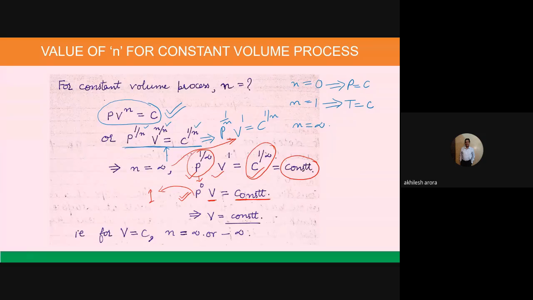So that means when I take n as infinity, the value of V comes out to be constant. That means it's a constant volume process. So for a constant volume process, you can take the value of n as infinity or minus infinity. Even if you take minus infinity, you will get a value which is very close to 0. So once again, you are going to get a constant in any case, whether it is the pressure term, whether you use plus infinity or minus infinity, you will get the volume as constant. So for a constant volume process, the value of n is equal to infinity or minus infinity.